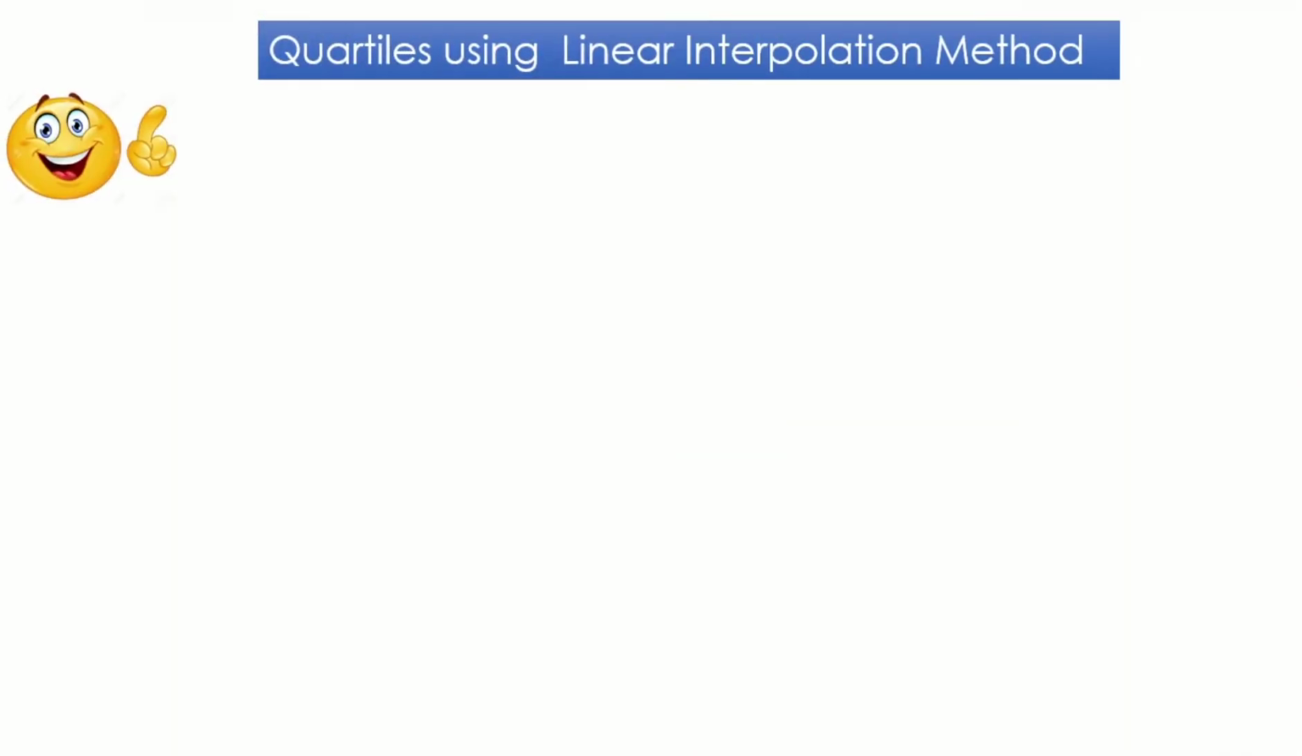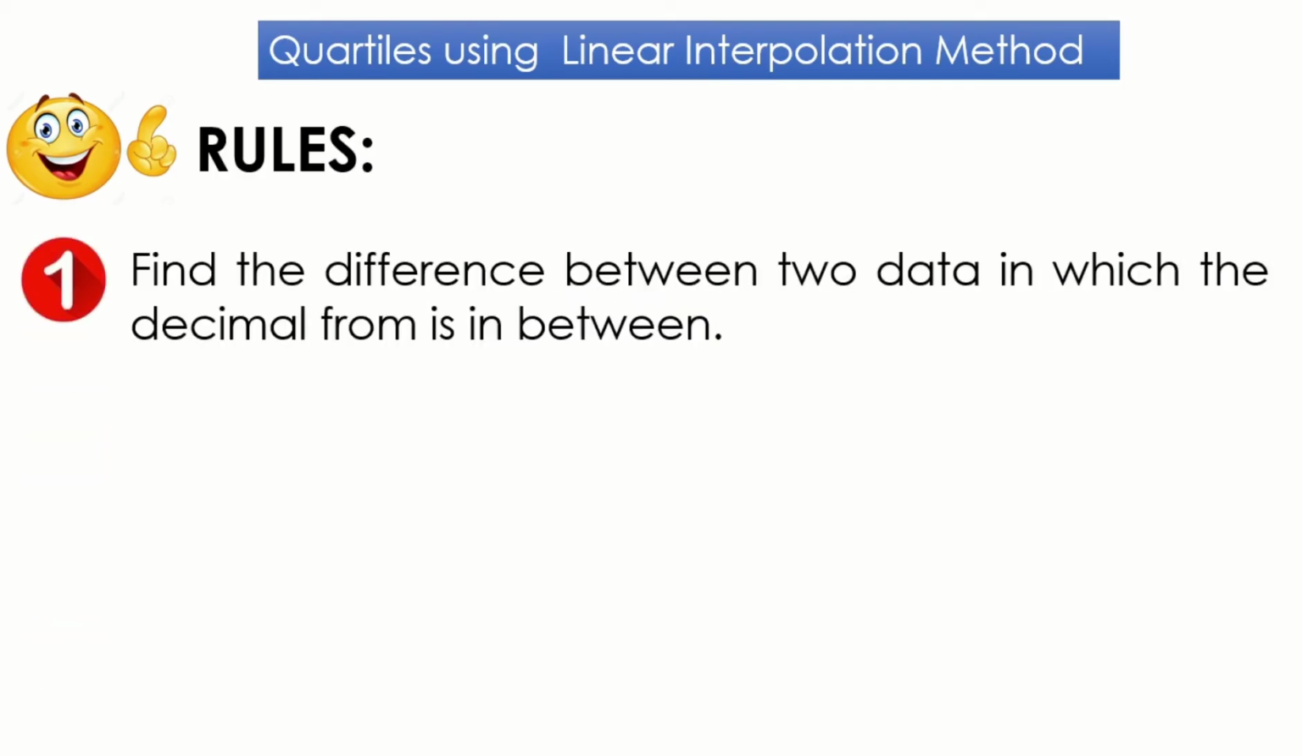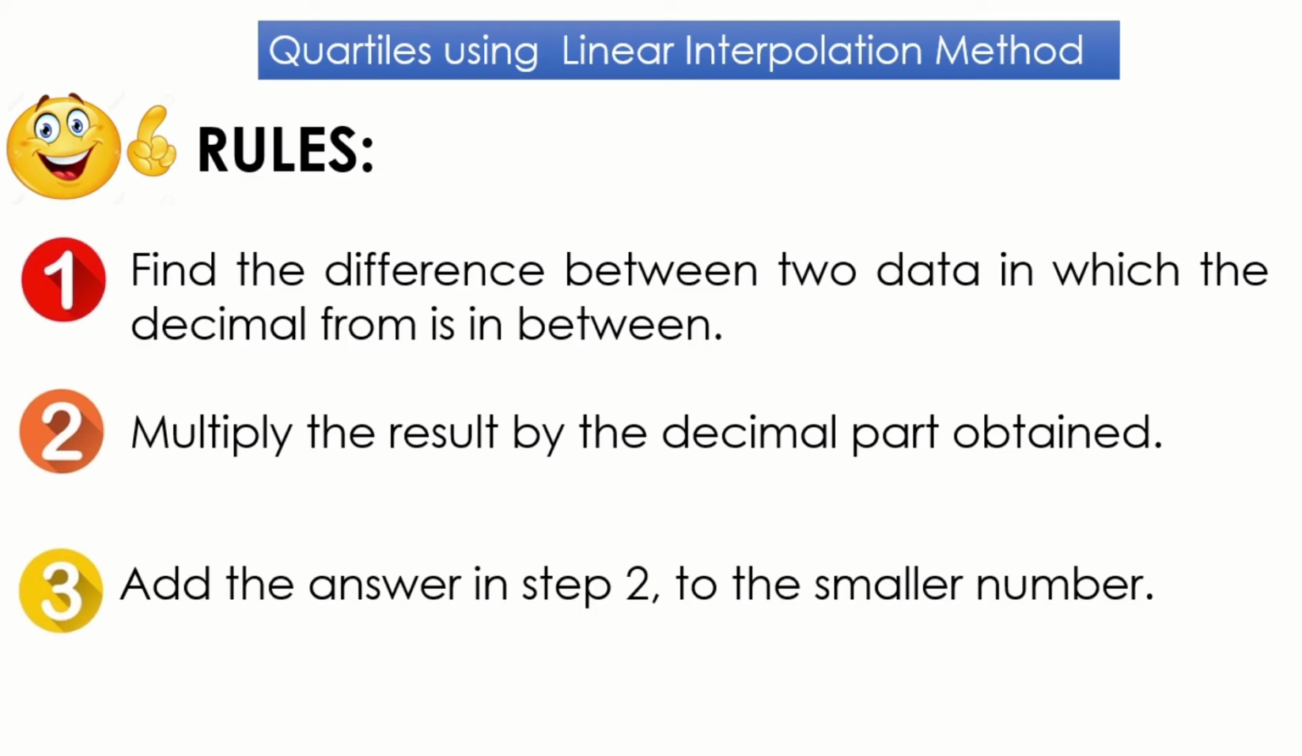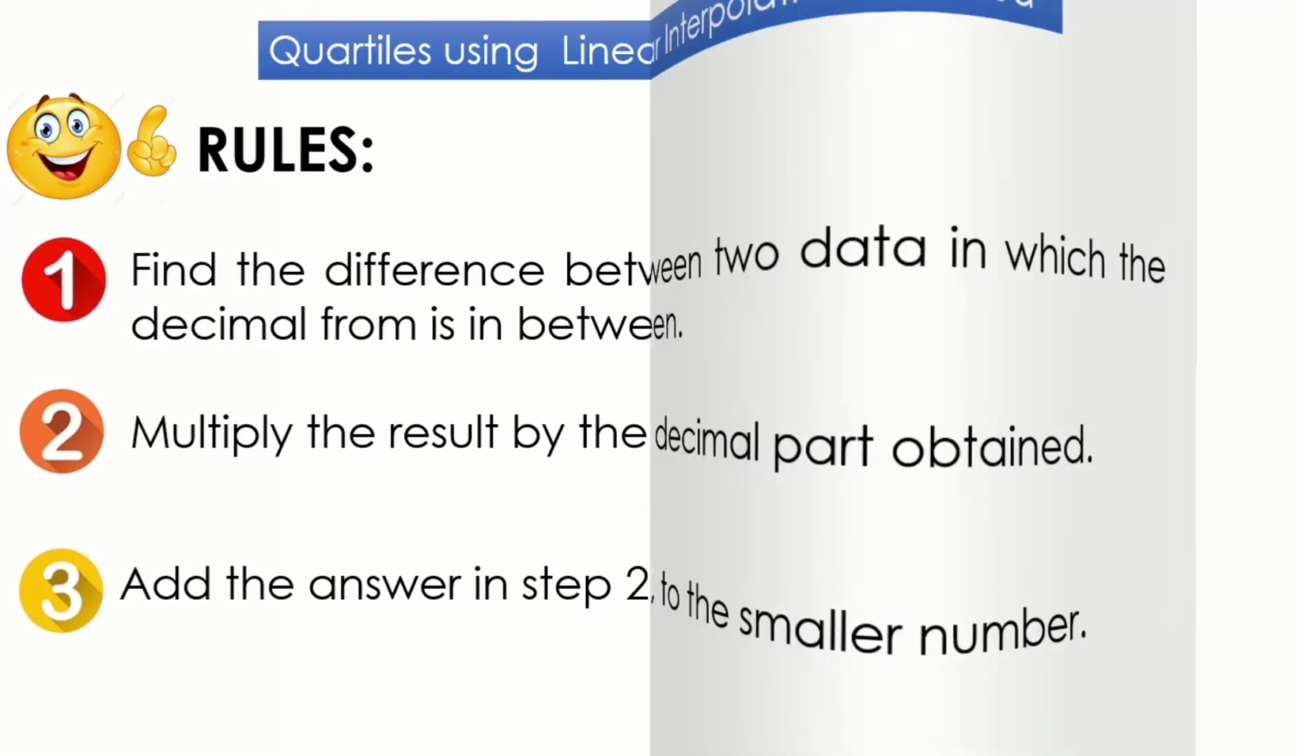Quartiles using the linear interpolation method. So meron tayong tatlong rules. First, here's the steps. Find the difference between two data in which the decimal is in between. Second step, multiply the result by the decimal part obtained. The third step, add the answer in step 2 to the smaller number. So itong tatlo na to, ito yung susundin natin.